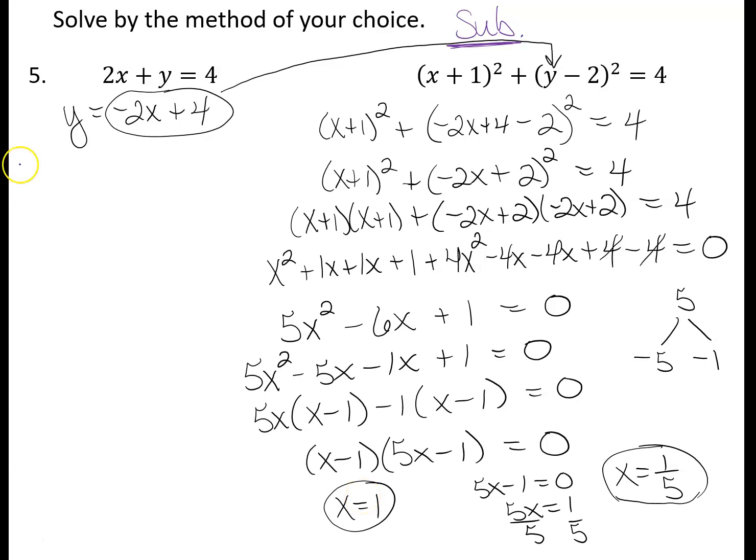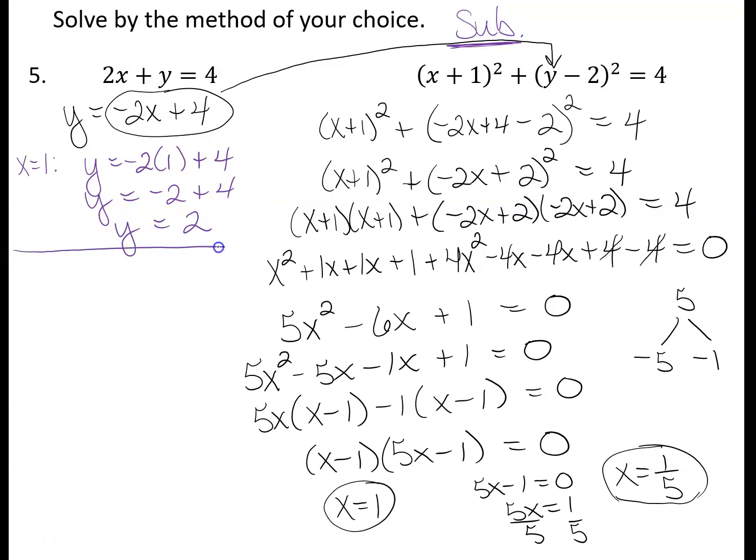All right, so I'm going to start with x equals 1. Then y is negative 2 times 1 plus 4. So negative 2 plus 4, y would be 2. When x is 1, y is 2. Now let's try x equals 1/5.